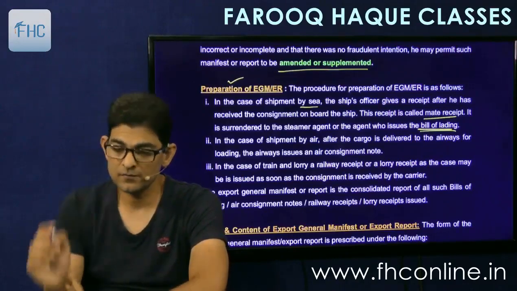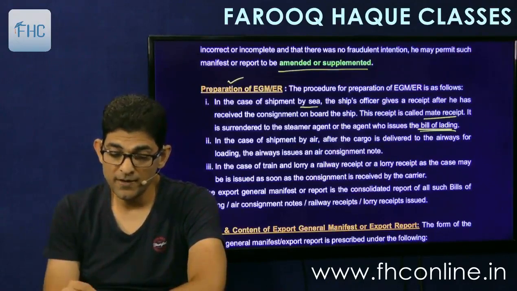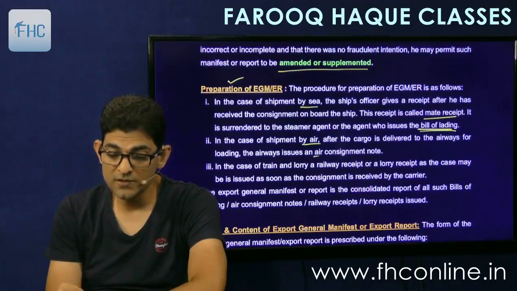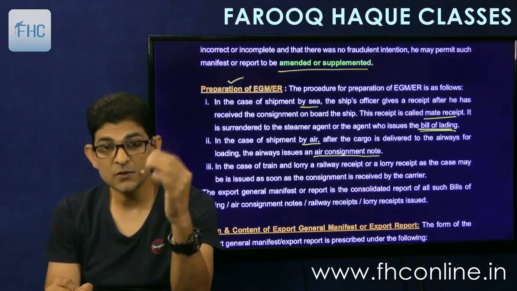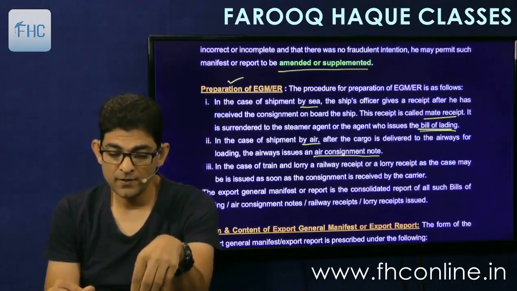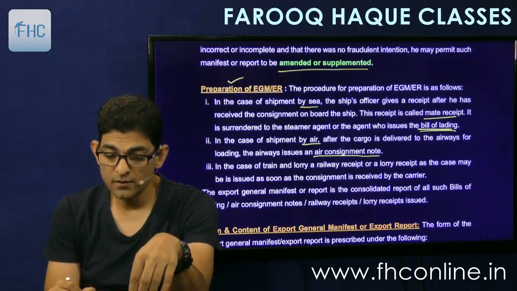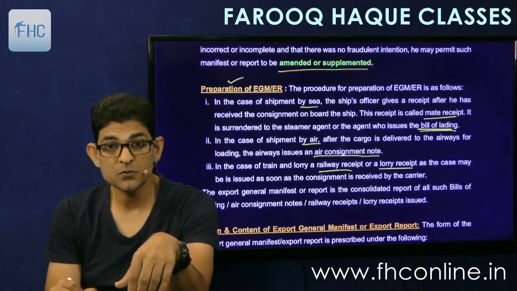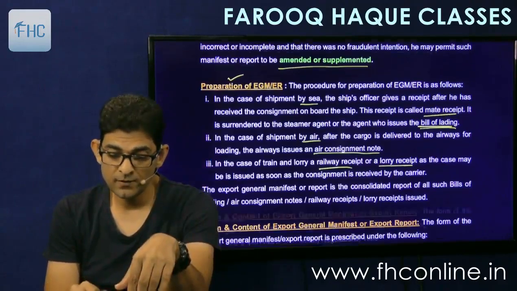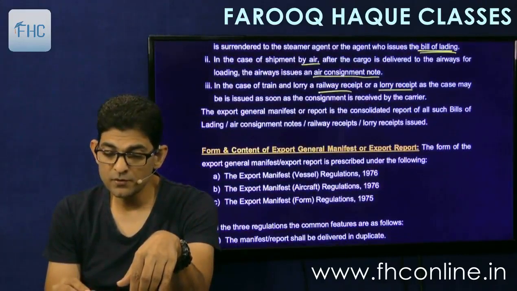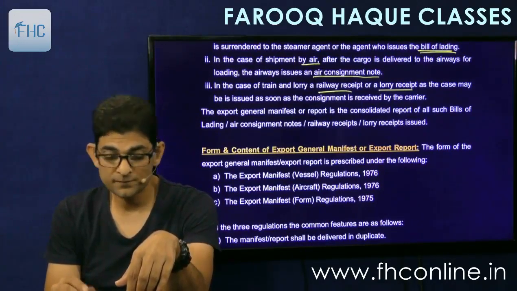Then in the case of shipment by air, after the cargo is delivered to the airways for loading, the airways issues the air consignment note, also called the airway bill, AWB. These are documents of title basically. And in case of train or lorry, a railway receipt or a lorry receipt, as the case may be, will be issued as soon as the consignment is received. So these are the documents of title which are to be issued. And the Export General Manifest or report is the consolidated report of all such bills of lading or air consignment notes or railway receipts or lorry receipts.